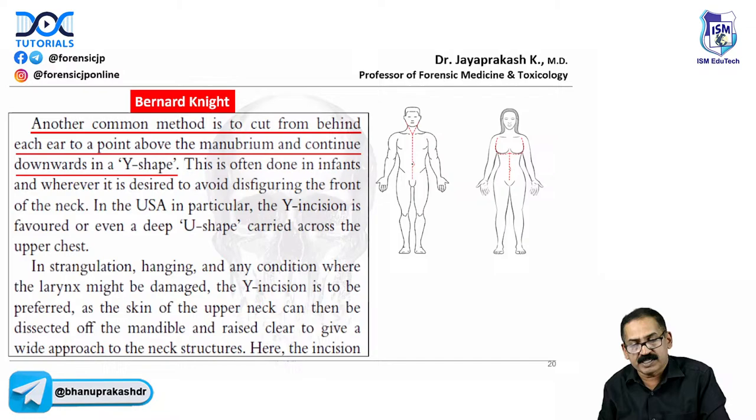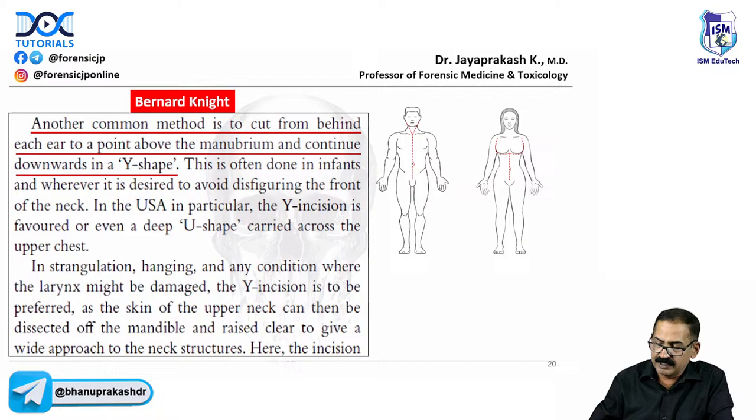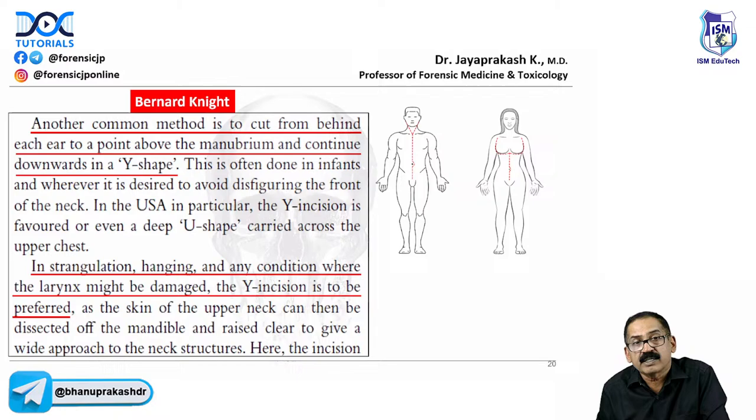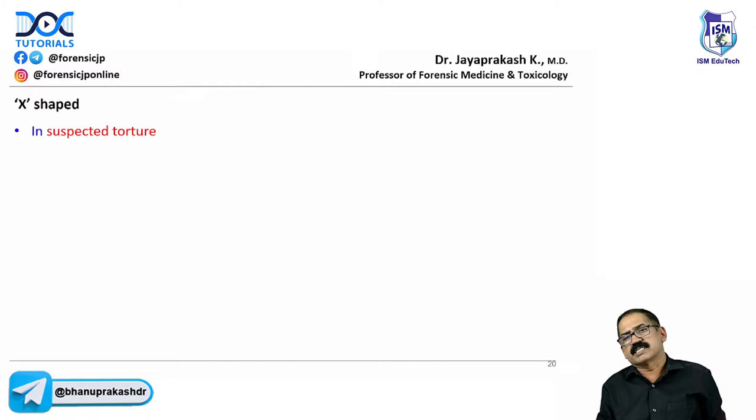He also mentioned clearly what is Y-shaped incision. And he wrote that in hanging strangulation, it is there. So I always teach like this: X-shaped incision is suspected torture.